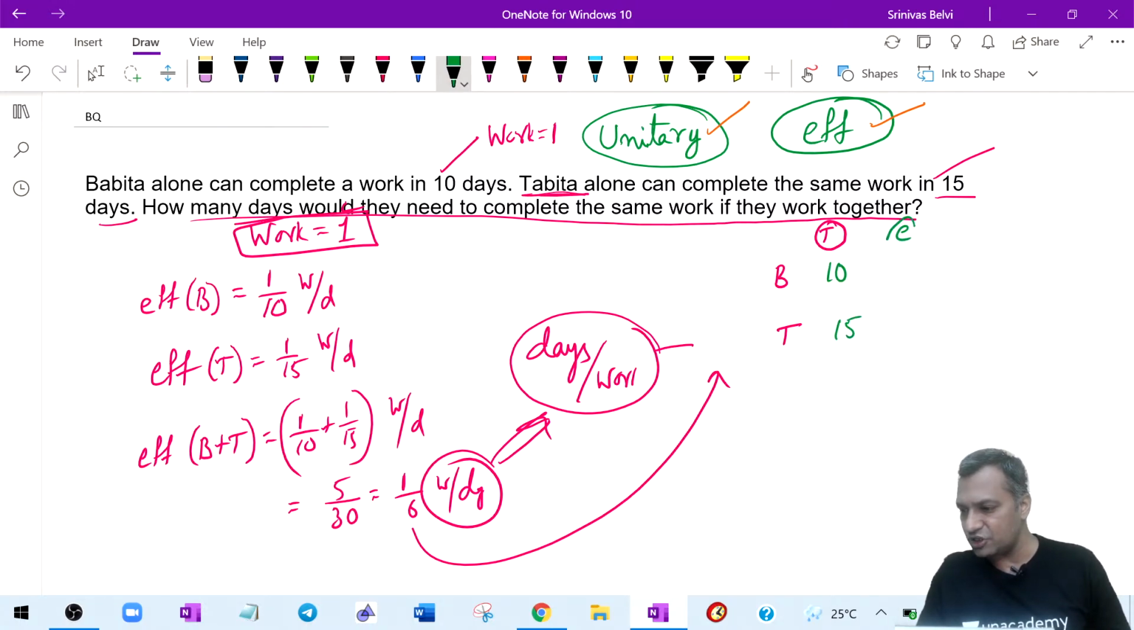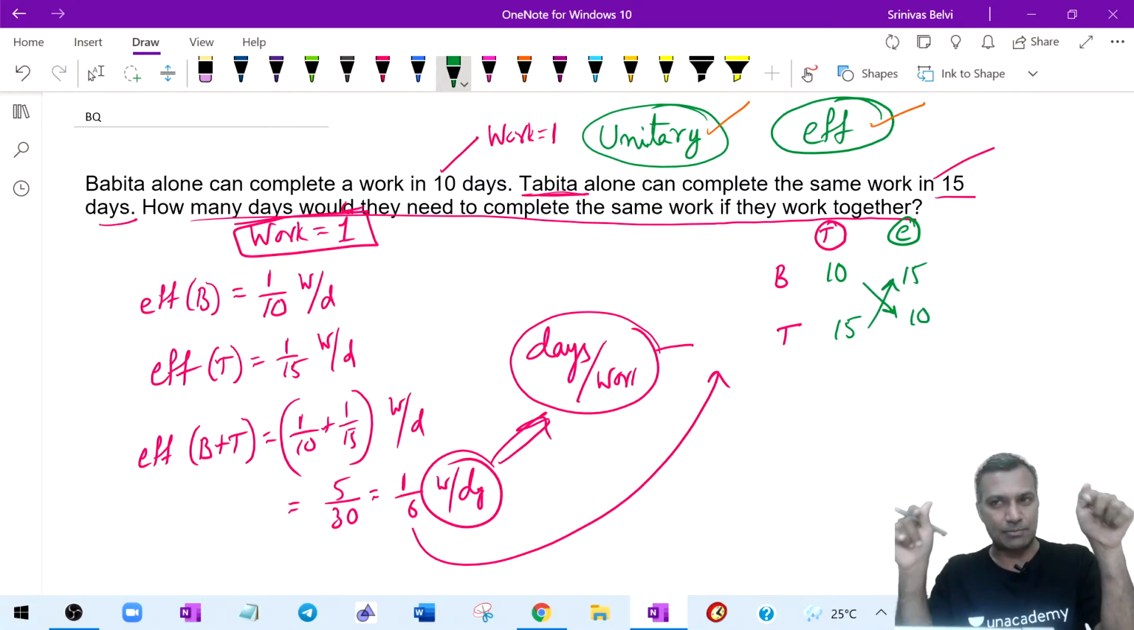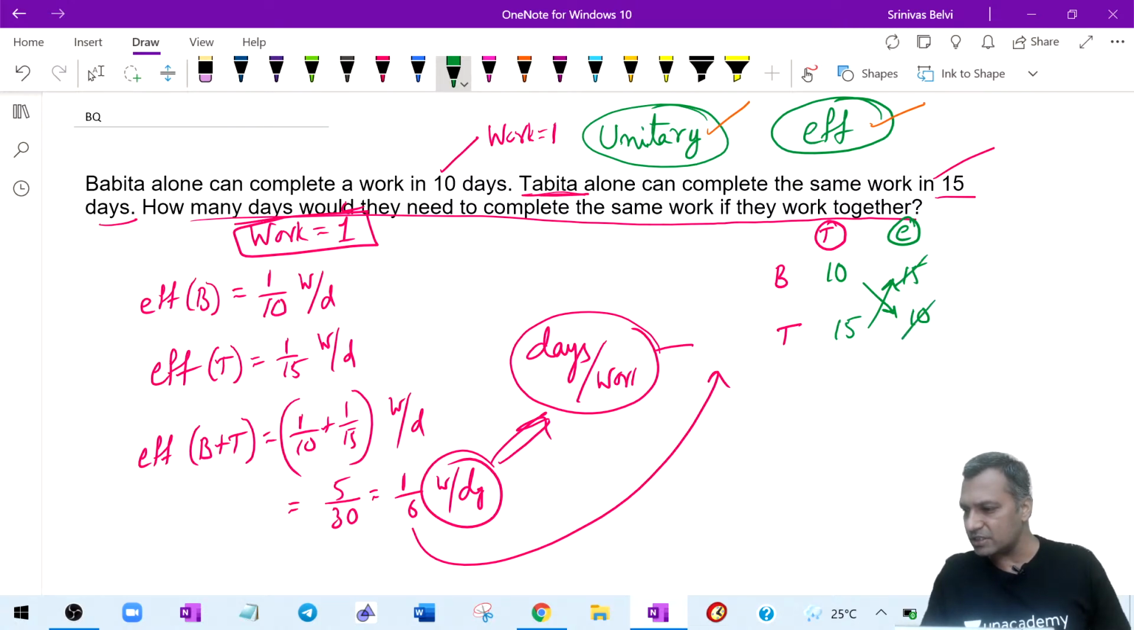Therefore, I will say that efficiency is inversely proportional. I will write 15 here. I will write 10 here. This is what I exactly taught you in time, speed, distance also. So I write it, then I will simplify them. Efficiency of Babita, I will write it as 3 units. Efficiency of Tabitha, I will write it as 2 units. Now I will say that work is equal to time into efficiency. I will multiply 10 with 3, it will become 30 units. I will multiply 15 with 2, it will become 30 units.